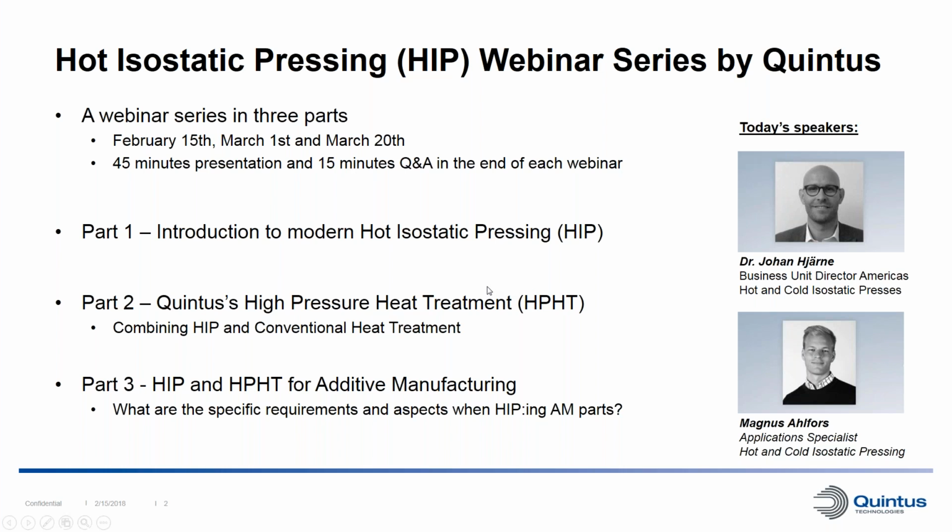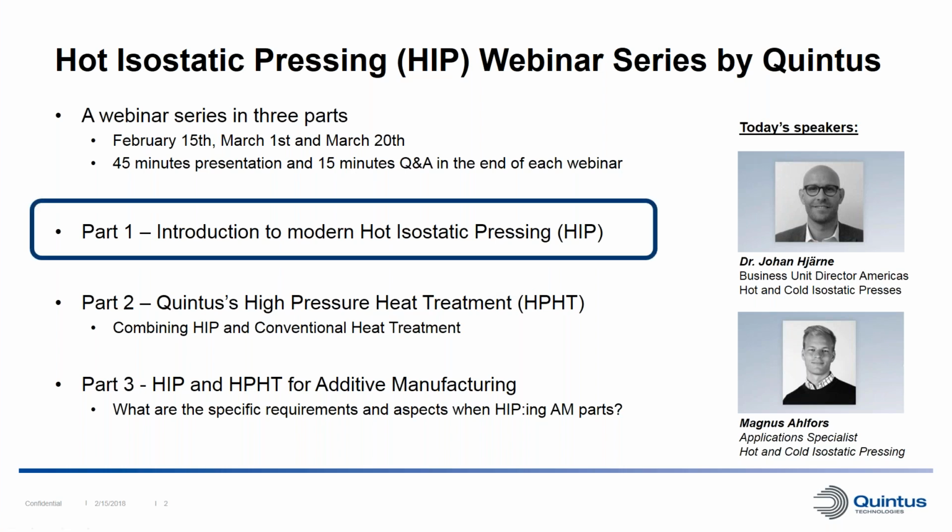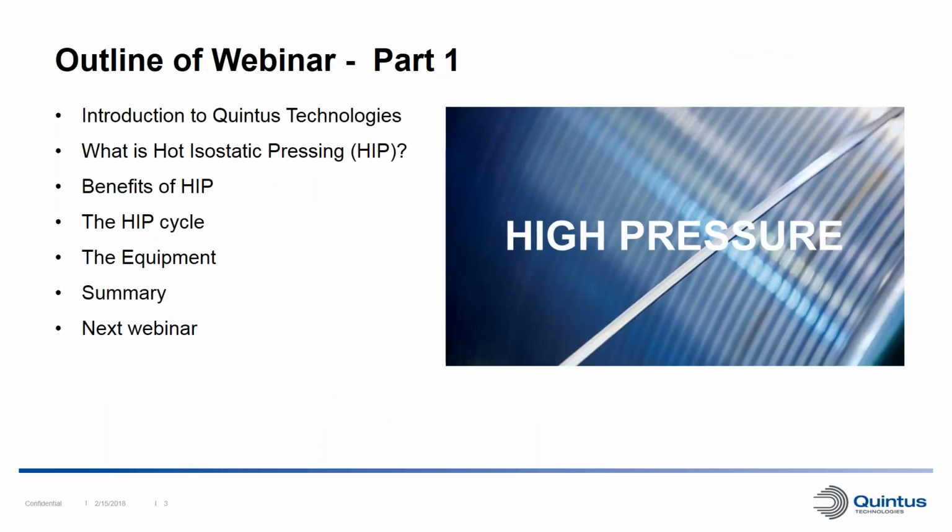Okay. Thank you, Megan. As presented here, this is part one, the introduction to modern hot isostatic pressing. So if we go to the outline of the webinar, part one, I will start by introducing you all to our company, Quintus Technologies. Thereafter, Magnus will take over and talk a little bit about what hot isostatic pressing is. He will then talk about the benefits of HIP as well as the HIP cycle. I will then end up with talking about the equipment before I sum everything up.